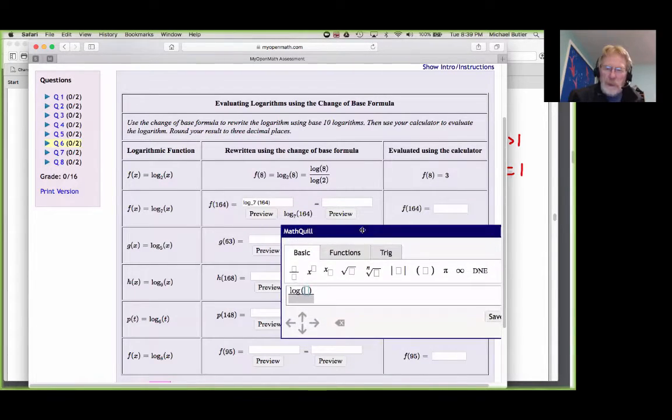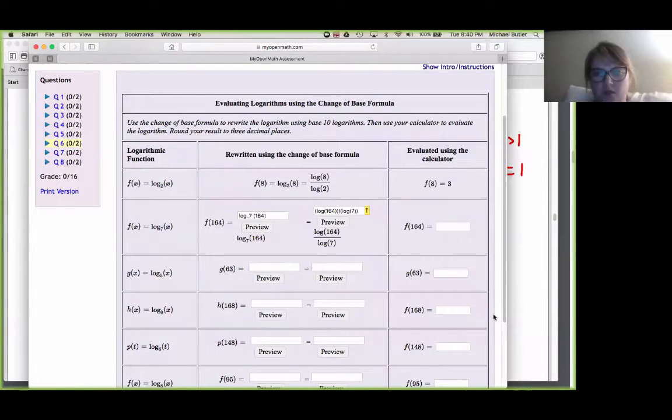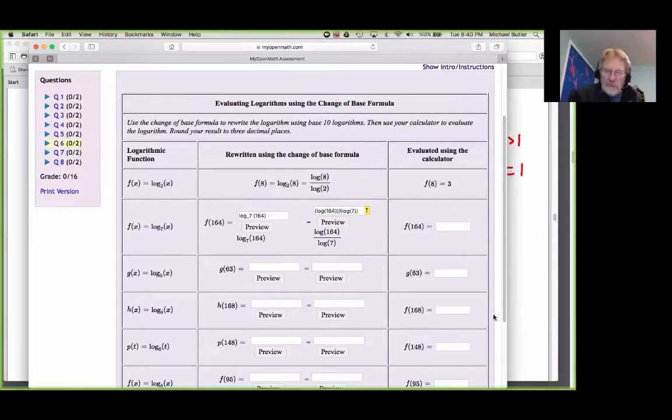Okay, good. Okay, so the number that's down below goes below, the number that's up top goes up top. You see how in the logarithm there's one that's subscripted and one that's up above? So it's going to be log of 164 in the numerator, and the denominator is going to be log of 7. That's what change of base does. And then go save. Gotcha. And it gives us what they were looking for.